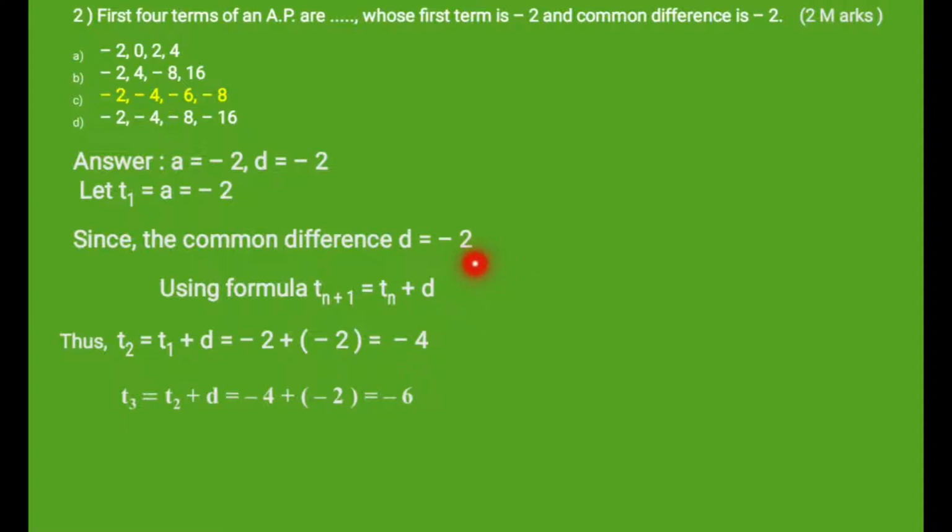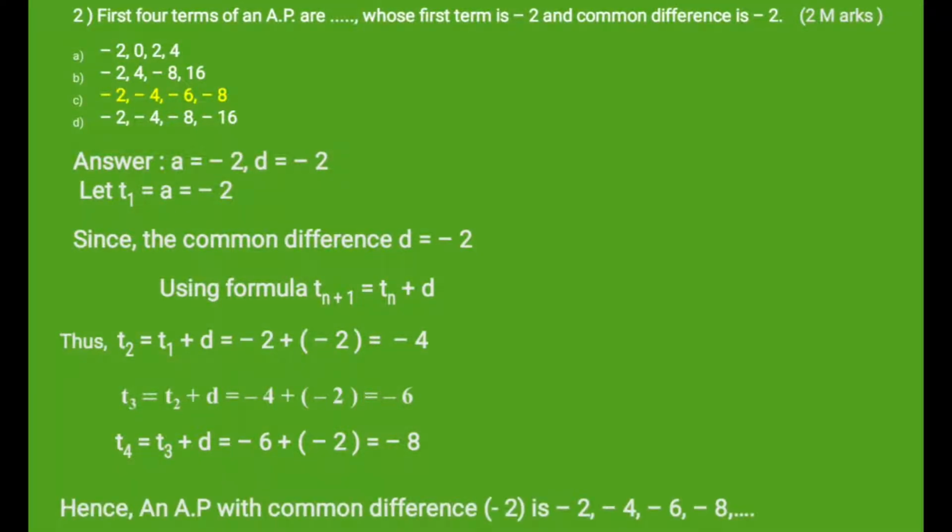If you observe -2, -4, -6, from this also you can say option C is correct. Or you can find the next term also, T4 equals T3 plus d. T3 is -6, d is -2. So -6 -2 we get -8. So this confirms option C is correct. Hence the arithmetic progression with common difference -2 is -2, -4, -6, -8.